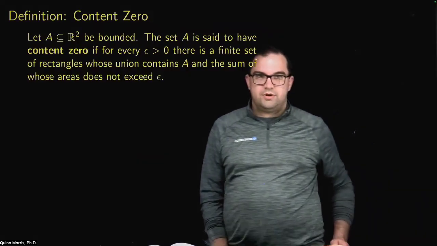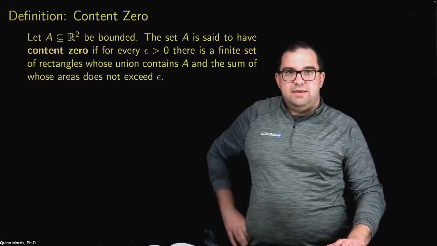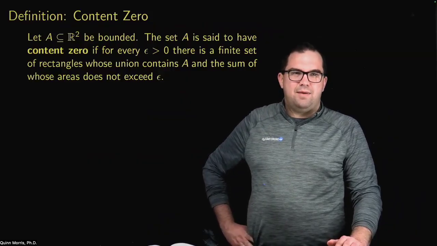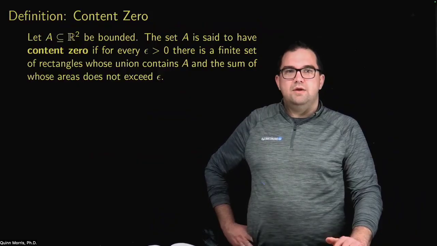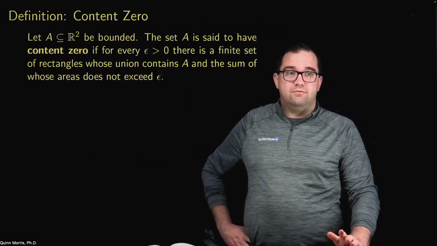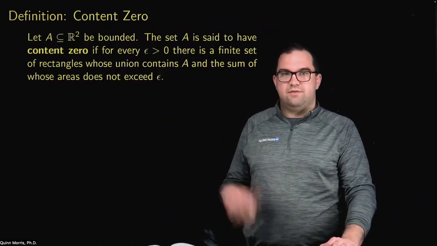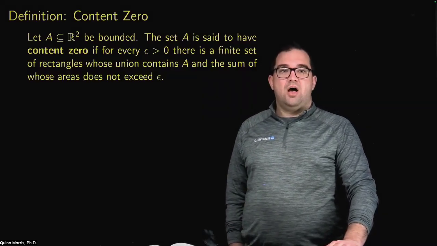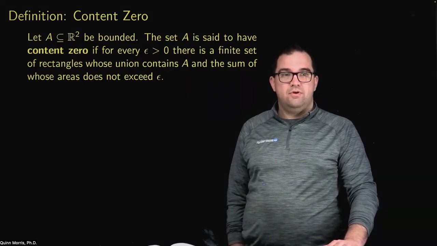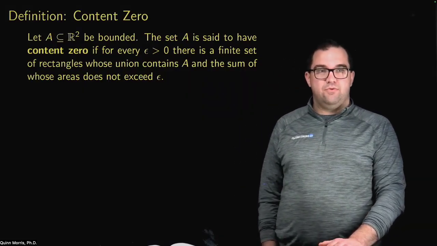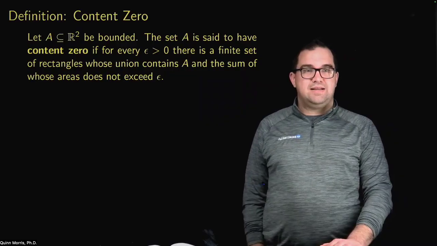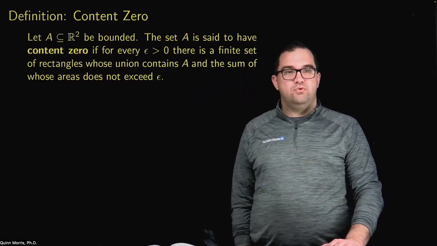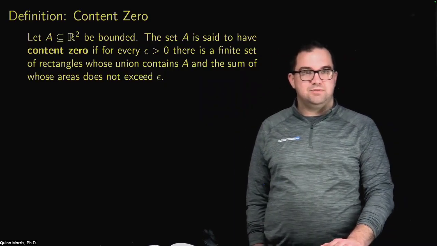So what we're going to do is define, take A to be some bounded subset of the plane. In this case, we're thinking about a subset of a rectangle, really, because we're integrating over a rectangle, but some subset of R2. A set A is said to have content 0 if, for every epsilon greater than 0, there is a finite set of rectangles whose union contains A, and the sum of whose areas does not exceed epsilon.